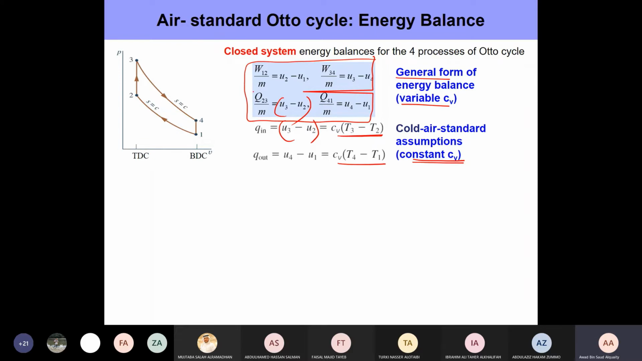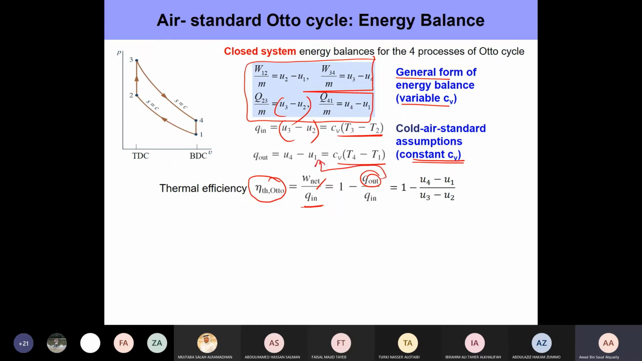Now, having defined the energy balances for each of those four processes, it's time that we go ahead and calculate the thermal efficiency, just like we have been doing for every heat engine that we talk about. So for an Otto cycle, the thermal efficiency as usual is going to be net work output by heat input, or 1 minus Q out by Q in. Now Q out by Q in can be written by using the energy balances that we have described here. So it's U4 minus U1 by U3 minus U2.